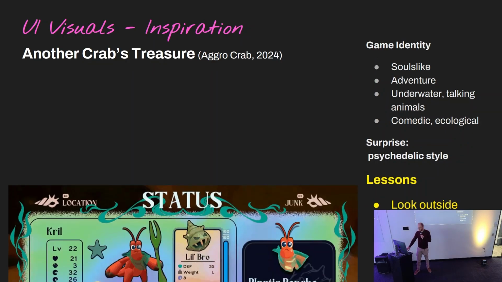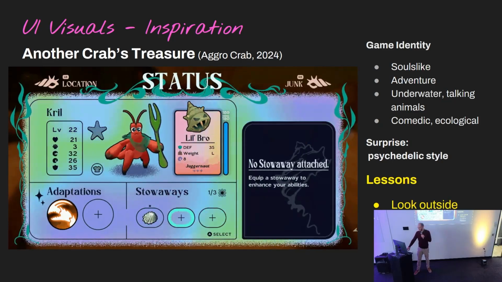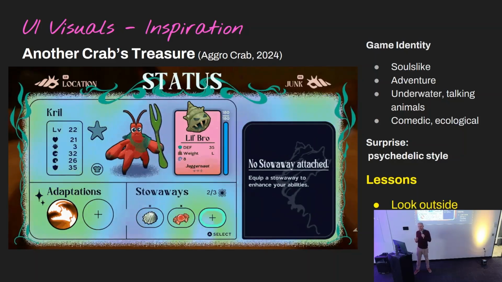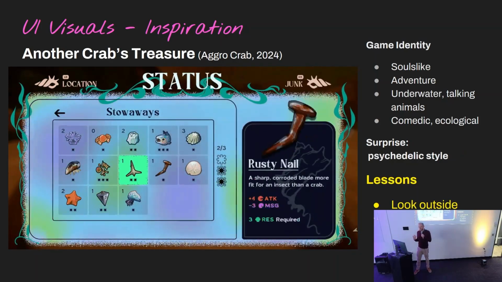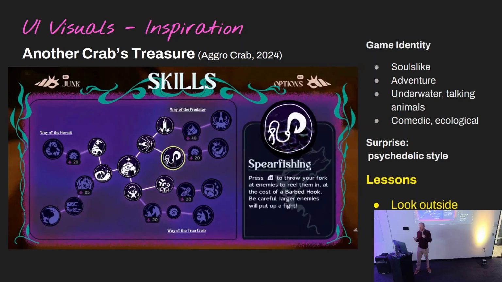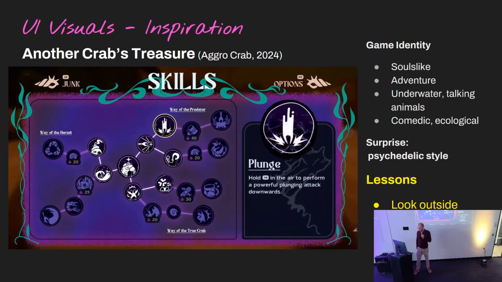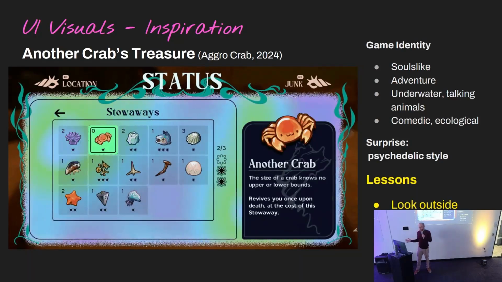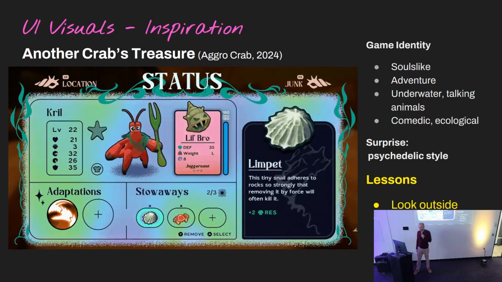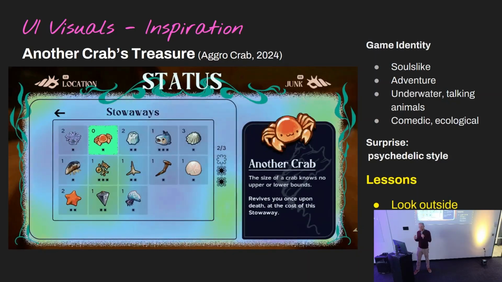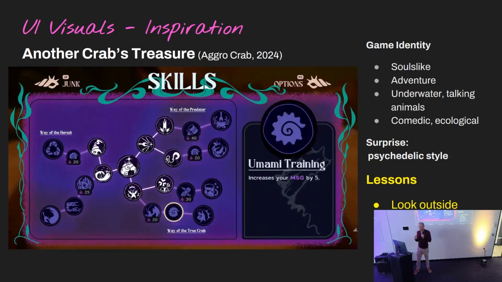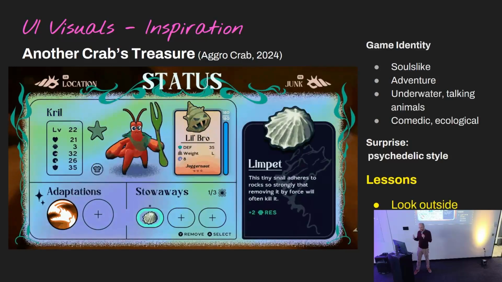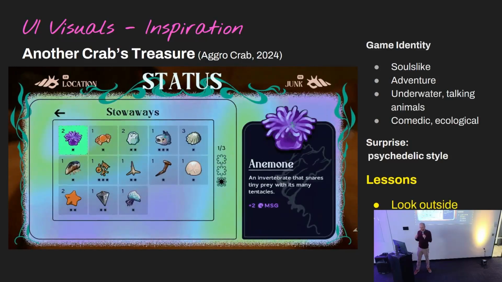Next example, this wasn't planned, I promise, but another crab treasure, from Aggro Crab. What I want to talk about with this one is, it's like a cute Souls-like, but you're a crab wandering around on the ocean. It has some environmental themes to it as well. But they could have gone in any sort of direction with the UI for this. Could have done some nice cartoony hand drawn stuff, or I don't know, a minimalist thing. But instead they've gone with this really interesting 50s psychedelic, but also modern graphic design sort of look.